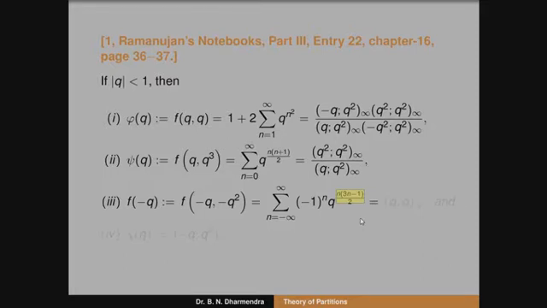So it can be written in terms of a q-product, that is simply (q;q) infinity. The special case of the first one can be defined as phi of q equals f of q, and that series is 1 plus 2 times the summation n running from 1 to infinity of q to the power of n squared. So the first one is a square number.